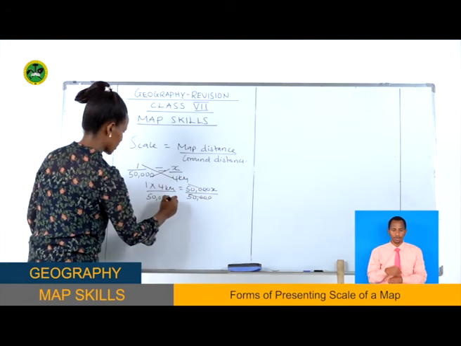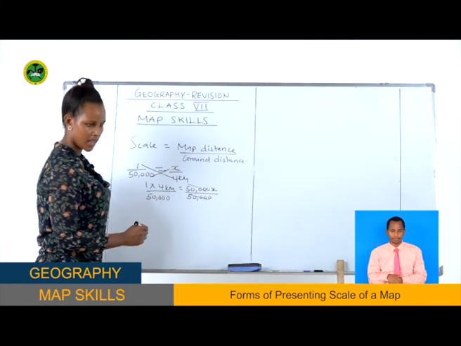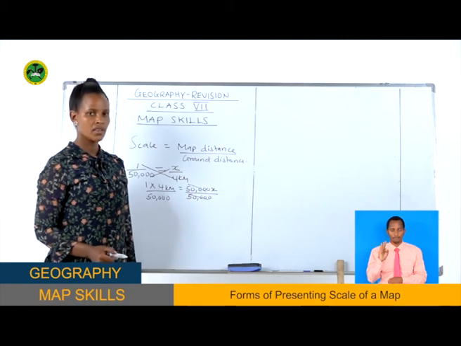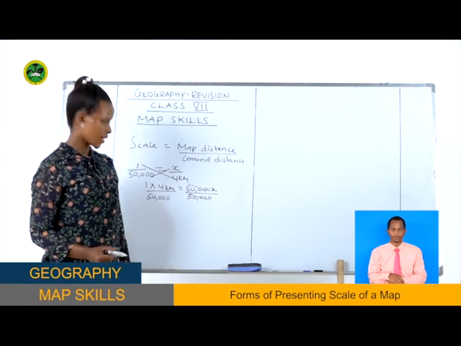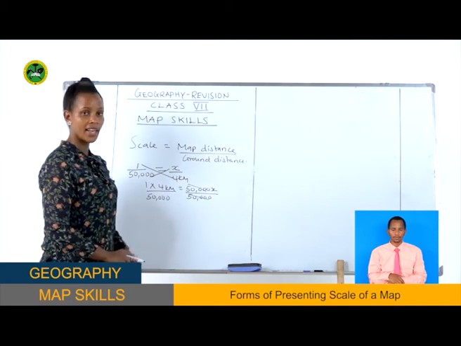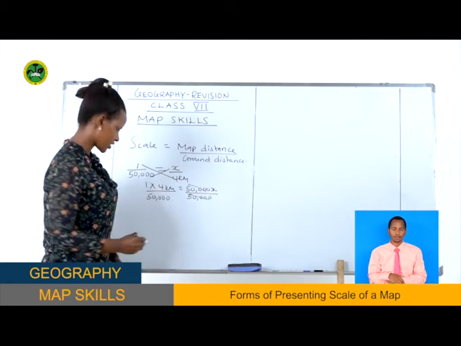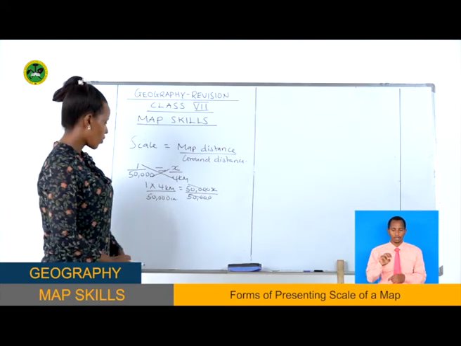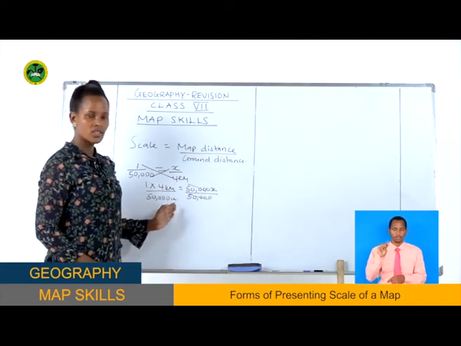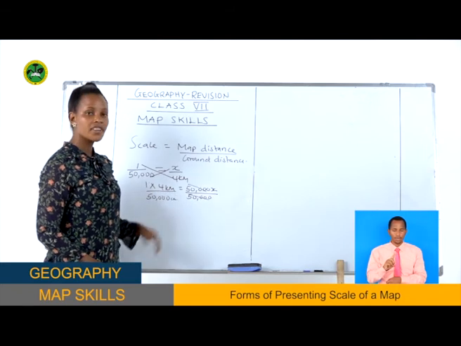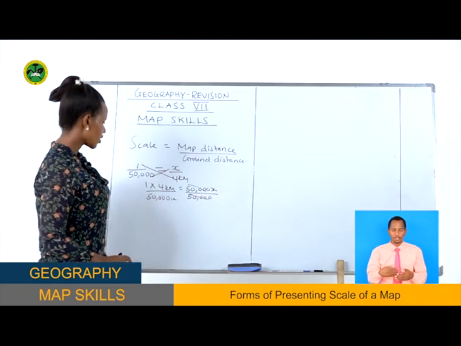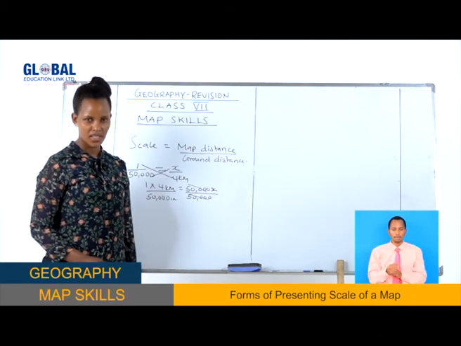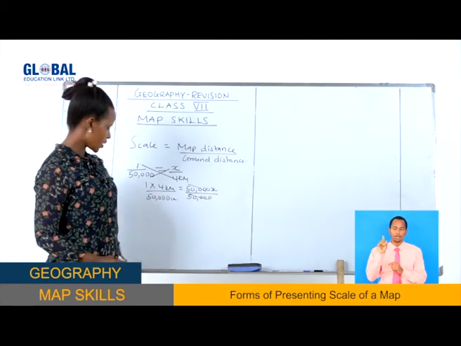Remember, this is RF scale, and in RF scale the metric units are the same. And the metric unit of length in an RF scale is centimeters. So this 50,000 is in centimeters. Now, we cannot simplify because these are different metric units of length. So we have to convert 4 kilometers into centimeters so that we can simplify.